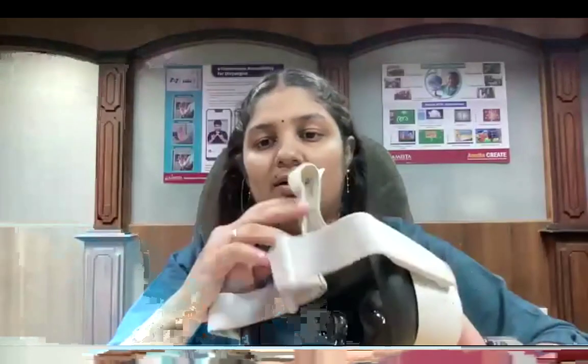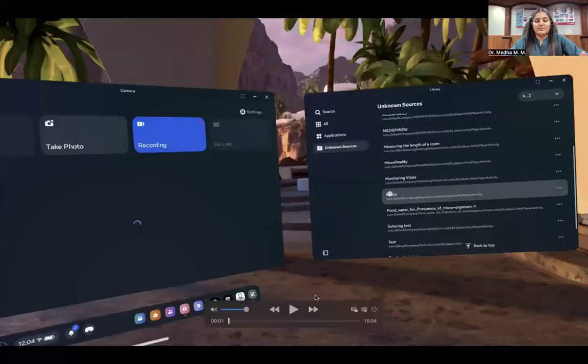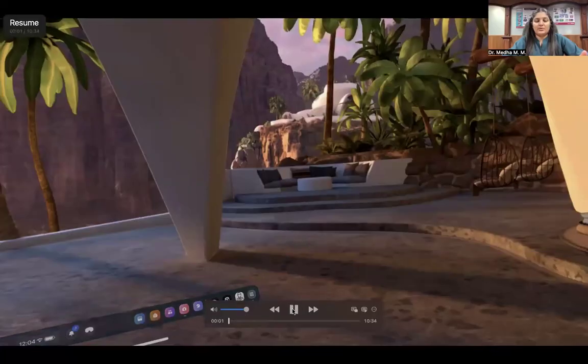So this is the VR headset. This you have to place on your head and adjust. In this there is a lens. Through this lens you have to see, and when you look into that, you can see. So I will demonstrate what visuals will be seen by you when you wear this.